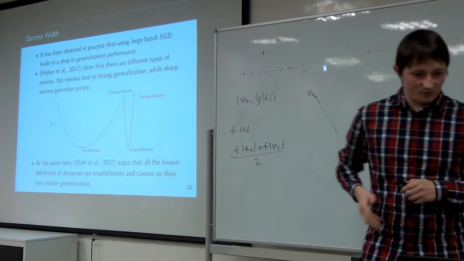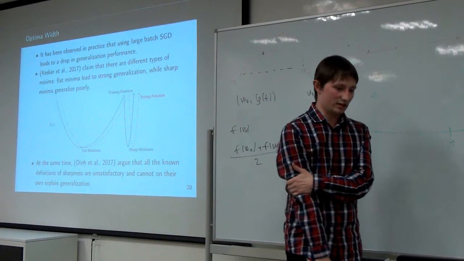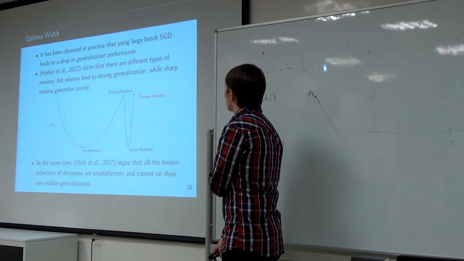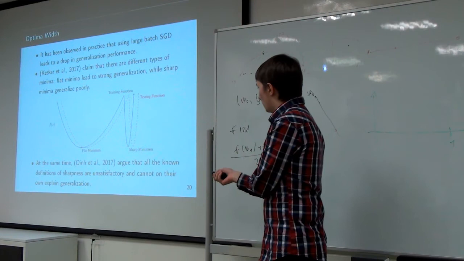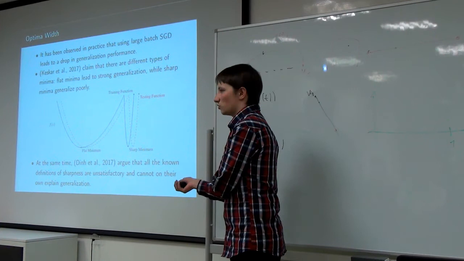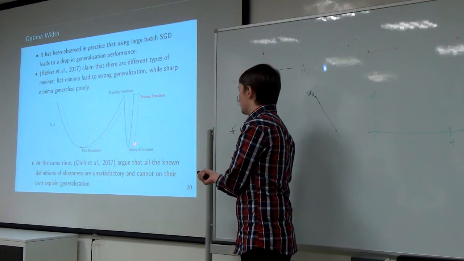There is a set of papers that claim that the generalization ability of neural networks is connected with the so-called sharpness or flatness of the minima. The idea is that there are two types of minima. Flat minima are such minima that if you perturb this point not very much, your loss won't rise very high. And there are sharp minima, which are not very stable points.